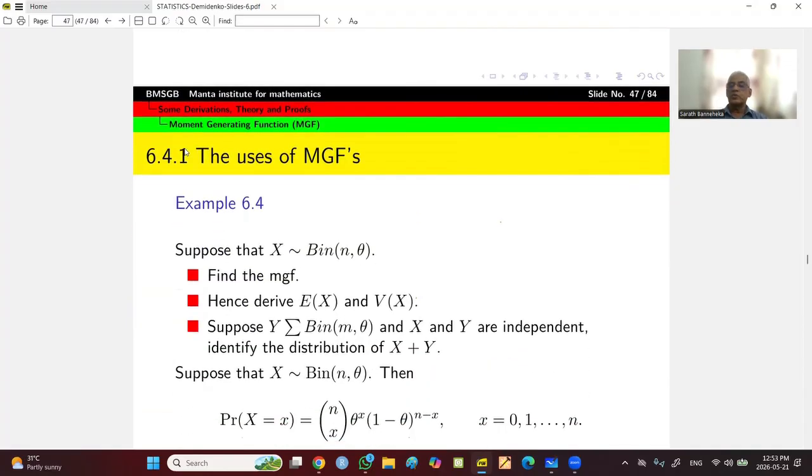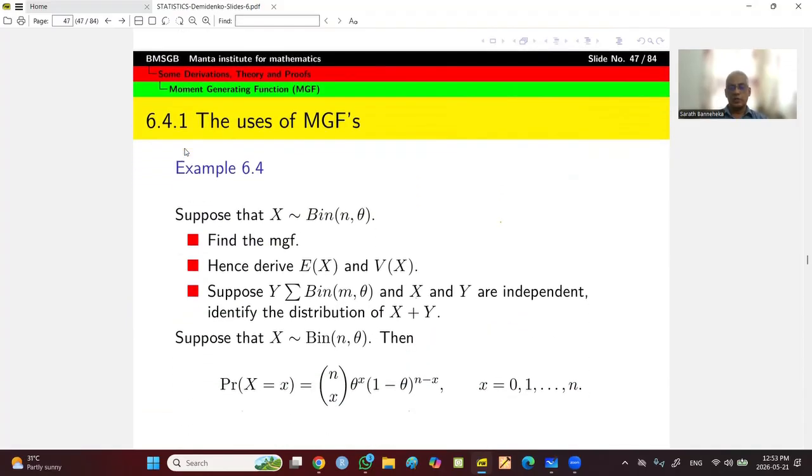Now let us use these two results, actually the properties of the moment generating function, to get expressions for the expected value, that is the first moment. And we will also get the expression for the variance, which will need the first moment and second moment both. And we will also show some results regarding binomial distributions. Right? So let's look at this example.